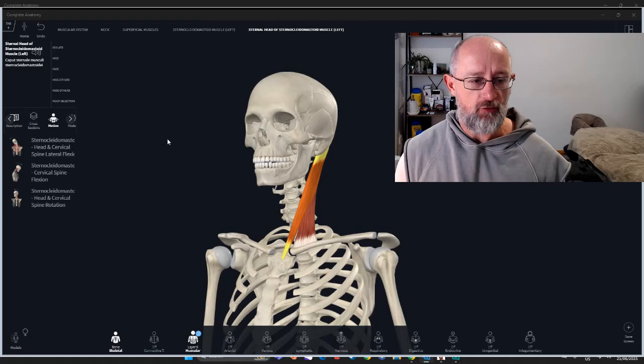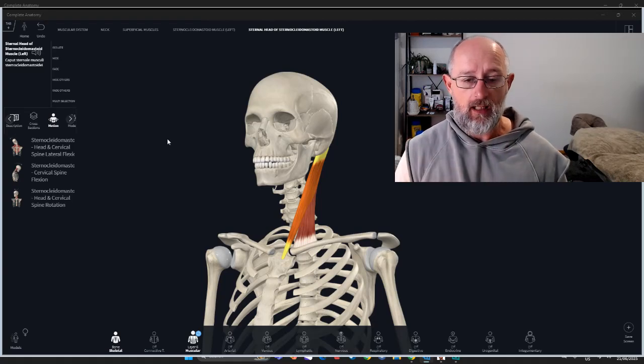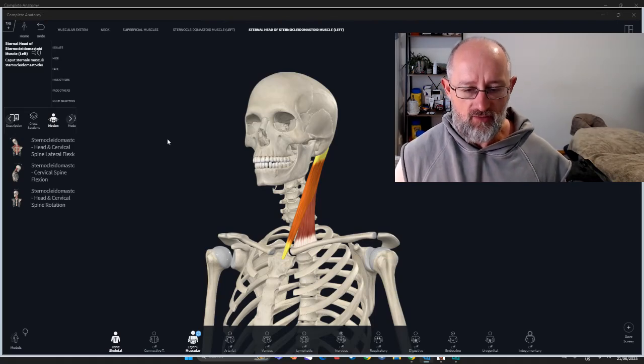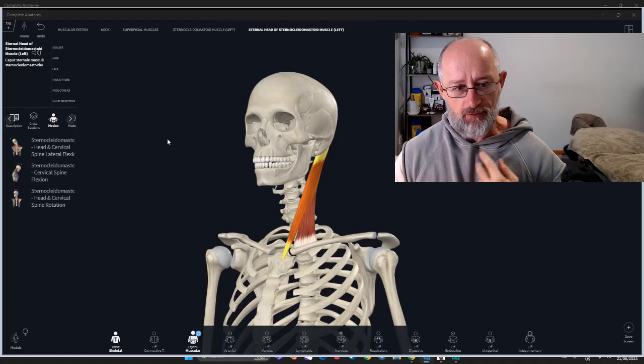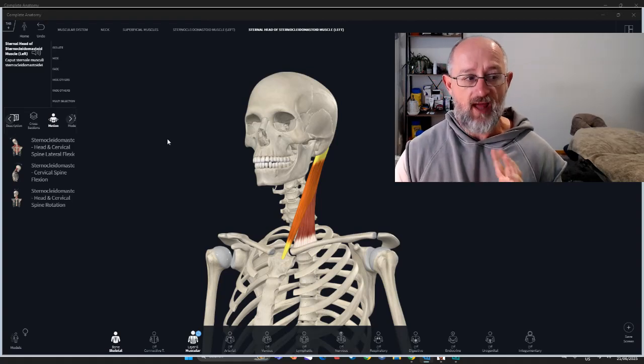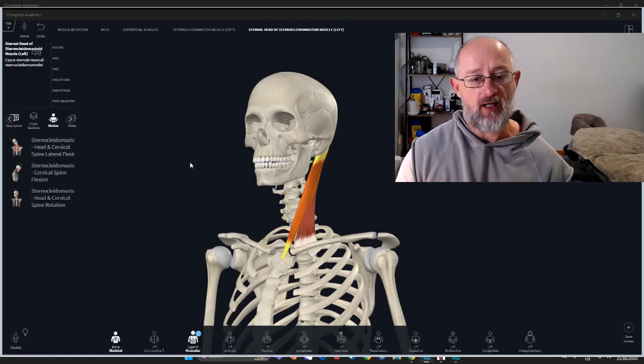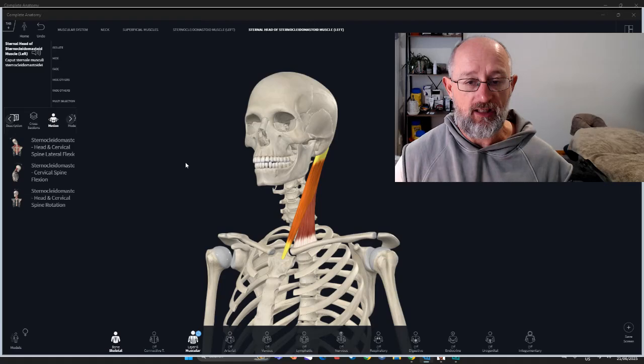First thing we want to do though is review the anatomy, because the rule with stretching is you reverse the muscle actions. So when you understand where the muscle goes to, where it attaches, and then its action, so when it contracts, what it does to the head, then you can reverse that action, and then we'll run through the stretching technique.